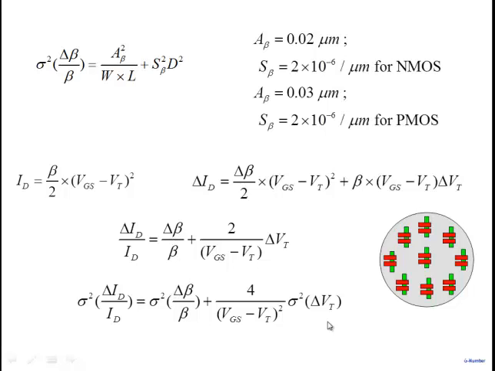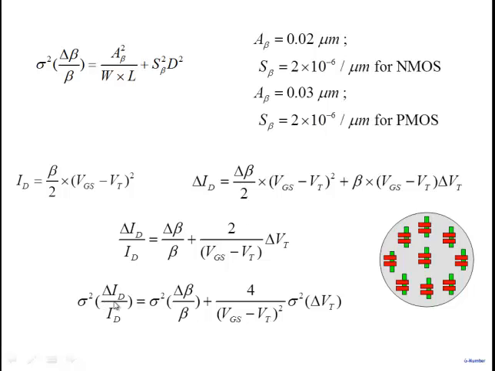So if you assume that these two are independent, right? But it may not be. Whatever is causing variations in mobility may cause variations in threshold voltage also. So one has to be a little bit careful here. But a simple view would be that the variance of delta ID by ID is simply the sum of the variances here, with 4 by (VGS minus VT) square.